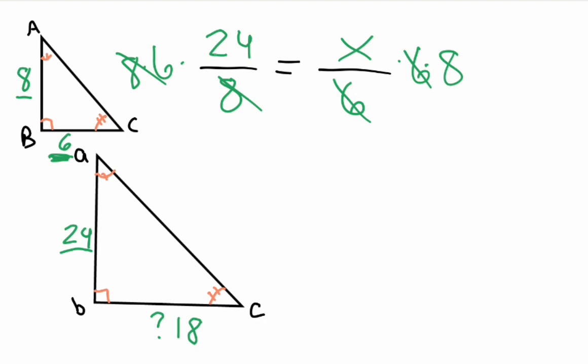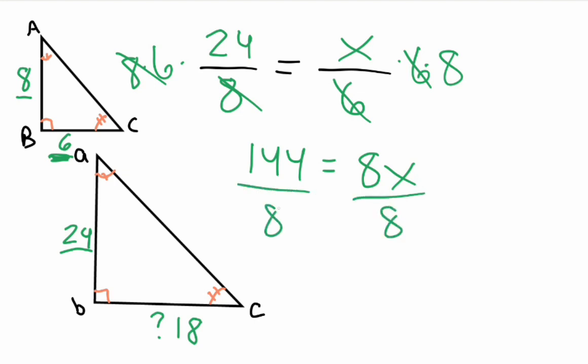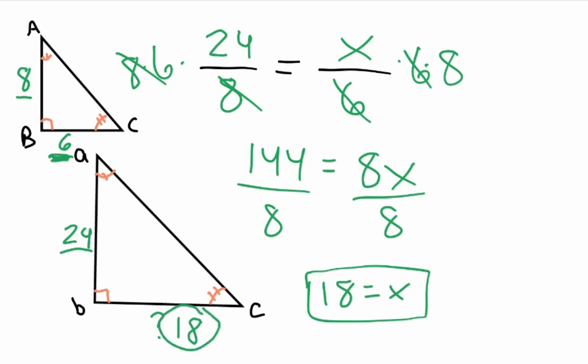All right, so this is 120 plus 24, so 144 equals 8x. And then we'll divide both sides by 8. And x equals 18. So there's exactly what we got when we just sort of looked at it intuitively and said, hey, this one's 3 times bigger, so all the corresponding sides will be 3 times bigger.